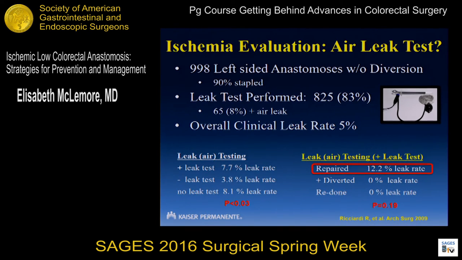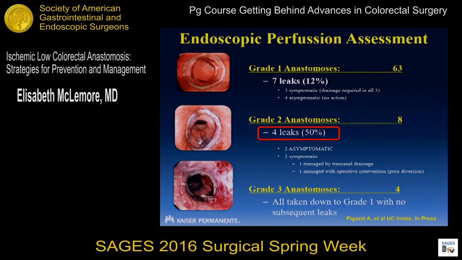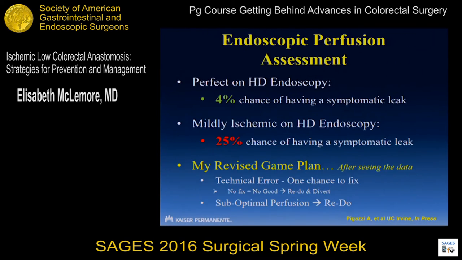So 12.2% instead of 8%. And again, let's look at the UCI data. Although these are small numbers, that probably looks okay. It shoulda, coulda, oughta be good. A 50% leak rate without a perfect view on endoscopy. So again, that 4% chance with a perfect view, and then all the way up to 25% when there's questionable findings.